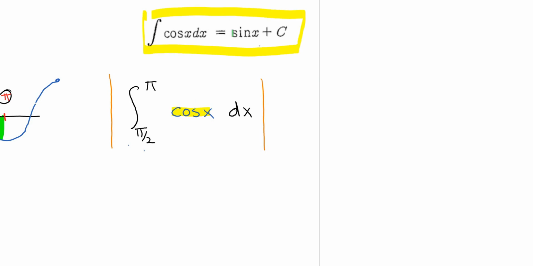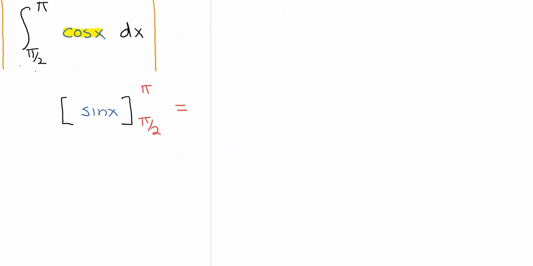right here, the antiderivative of cos x is going to be sine x. So let's go ahead and put this in a bracket here. The antiderivative of cos x is going to be sine x, and I'm going from pi over 2 all the way to pi. So this is the problem that I need to evaluate now. And based on the fundamental theorem of calculus, let's go ahead and plug in pi first. So this will be sine of pi.